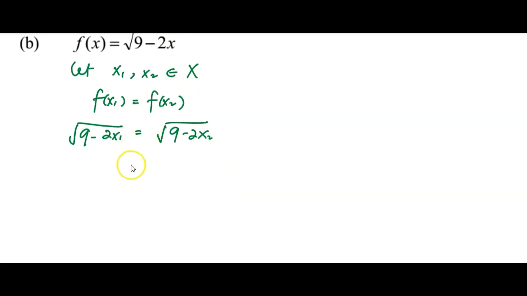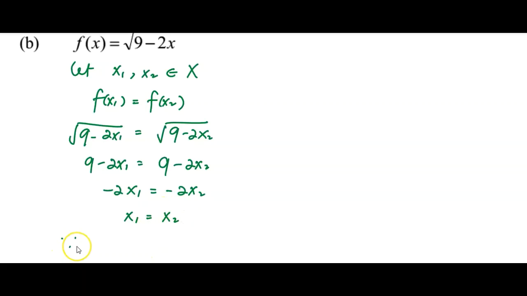After that, I'm trying to prove whether it can be x1 equals x2 or not. We are going to square both sides to eliminate the square root. I get 9 minus 2x1 equals 9 minus 2x2. Eliminate 9 at both sides. You get negative 2x1 equals negative 2x2. Finally, divide both sides by negative 2. You have x1 equals x2.